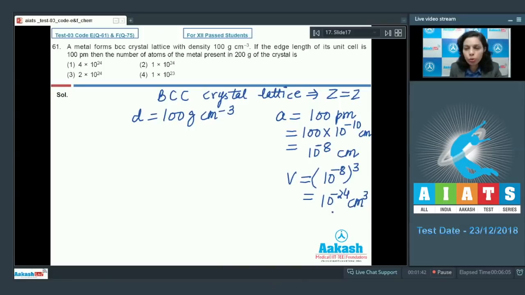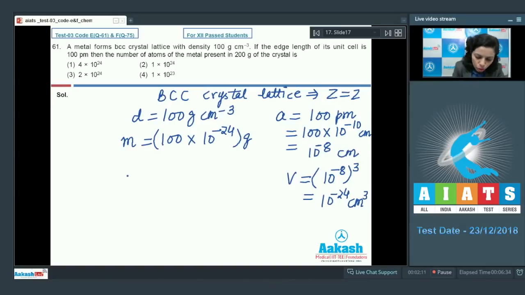Density you have, volume you have calculated, mass you can find out easily. Density is equals to mass by volume. So mass is equal to density into volume. This is the mass in gram. Now, this is the mass for one unit cell only. Now, we just want to find out the number of atoms present in 200 gram of the crystal. So, we have the total mass, that is 200 gram, and we have the mass of the unit cell. So, let's find out the number of unit cells present here.